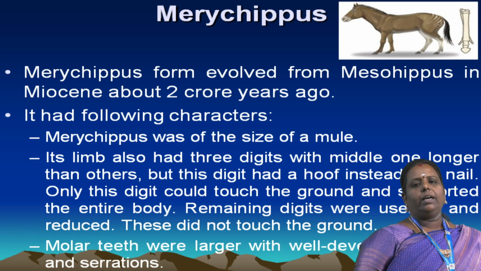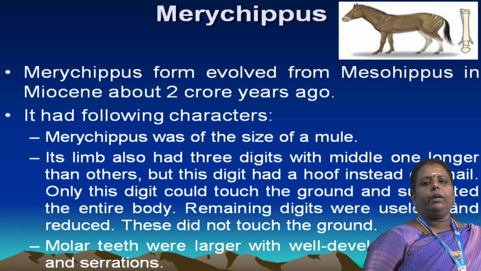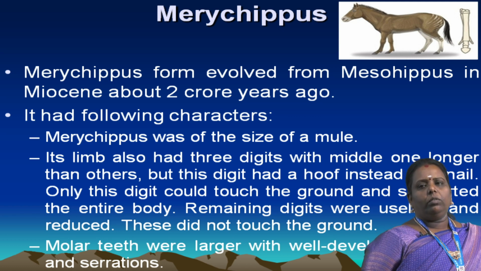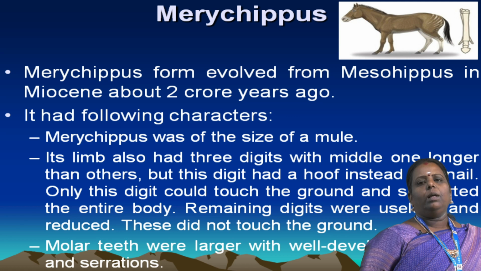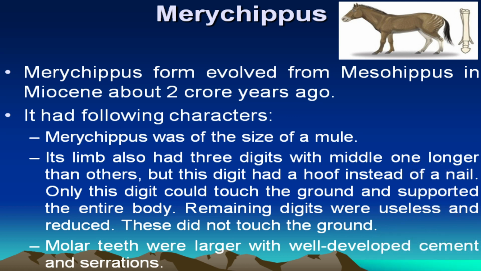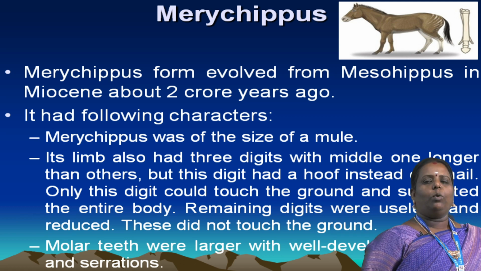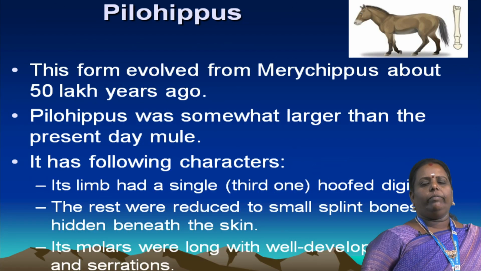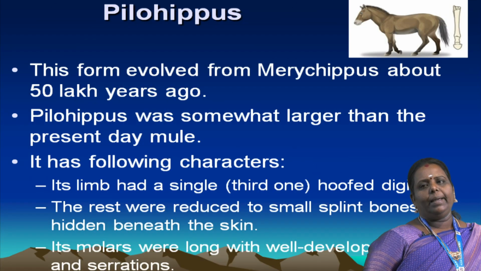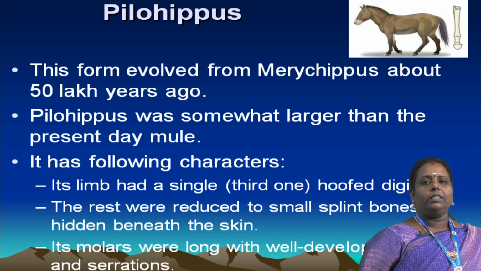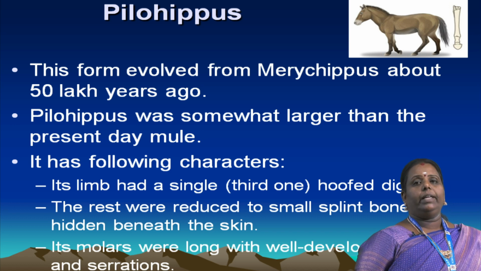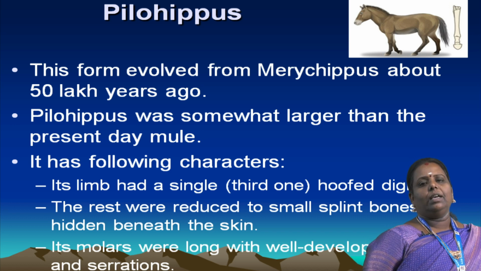These did not touch the ground; only when running, the hoofed digit is used, and normally while walking. The molar teeth were larger, with well-developed cement and serration, because they used the molar teeth often for eating grasses. Pliohippus evolved from Merychippus about 50 lakh years ago. The earlier species we know about are crores of years old; this one is only 50 lakh years ago.